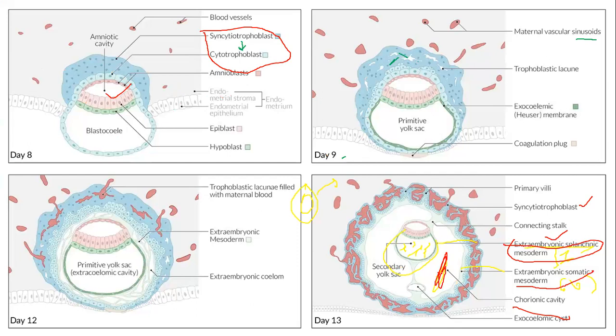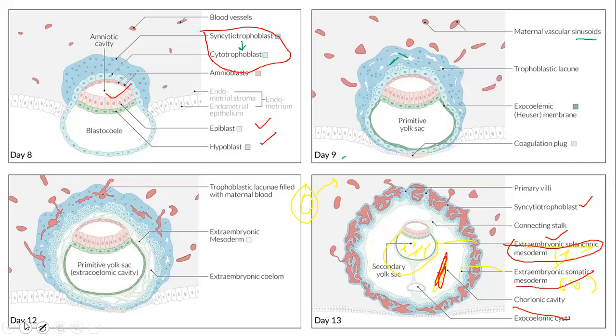When we come to the embryoblast, the embryoblast is our inner cell mass. It makes our epiblast and hypoblast and extraembryonic mesoderm. When we talk about it, we say there is extraembryonic splanchnic mesoderm and extraembryonic somatic mesoderm. So this is the complete development taking place in the second week, and these are the embryonic events which we have done.